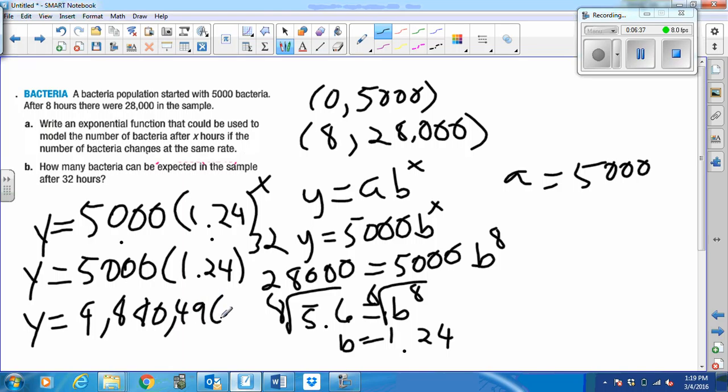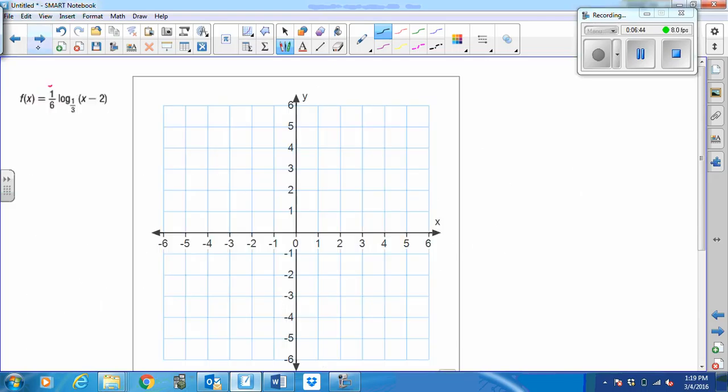4,880,496 bacteria. And again, you would write that in a sentence. Okay, graphing logarithmic functions.